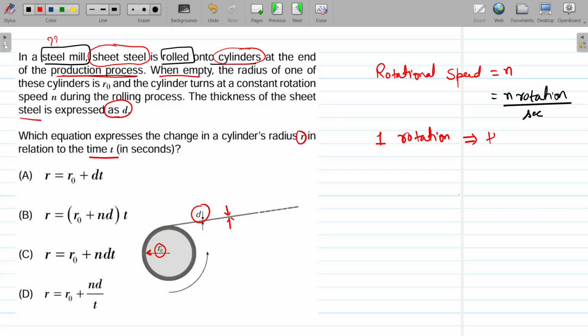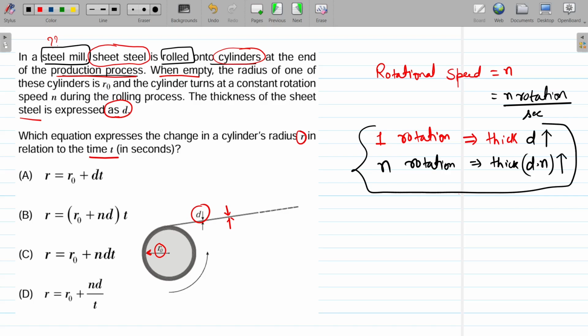In one rotation, how much will the thickness increase? If it rolls one time, the thickness will increase by d. So in n rotations, how much thickness will increase? The total thickness will increase by d times n, right? And all this is happening for 1 second only. Why? Because in 1 second it rolled n number of times.